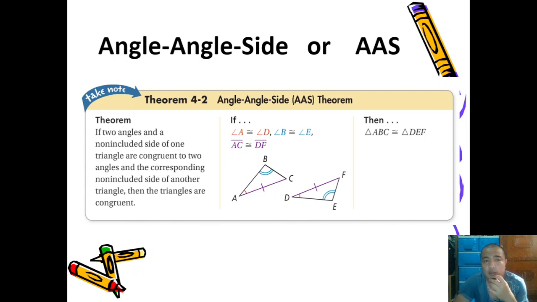We also have here the angle-angle-side postulate. If two angles and a non-included side of one triangle are congruent to two angles and the corresponding non-included side of another triangle, then the triangles are congruent. Angle A is congruent to angle D. Angle B is congruent to angle E. AC is congruent to DF. Yan yung non-included side, therefore still they are congruent. Triangle ABC is congruent to triangle DEF.